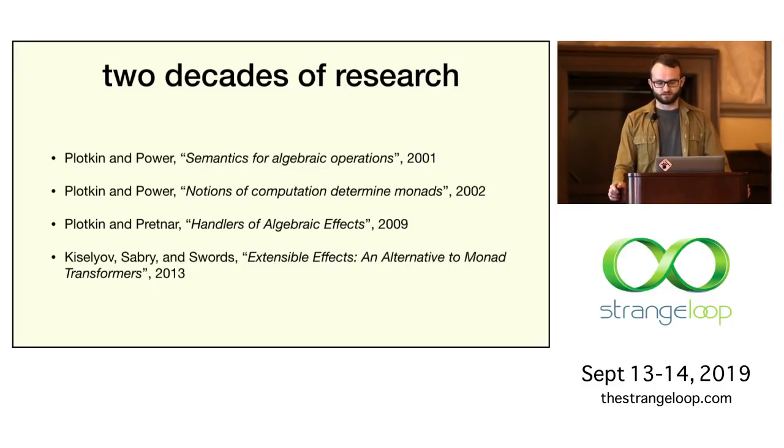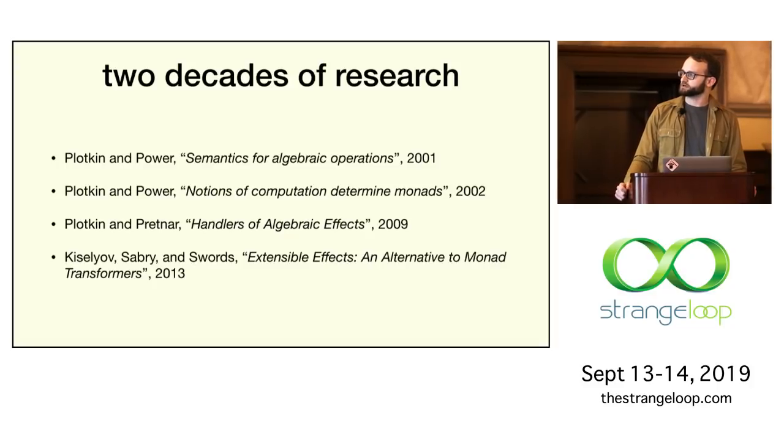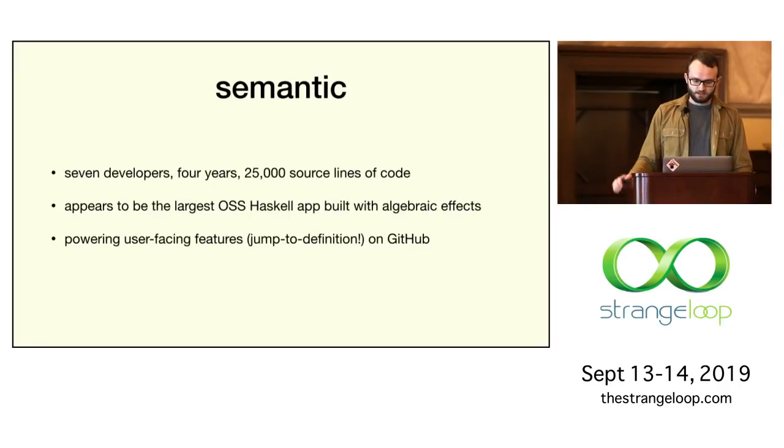It started in 2001 with Plotkin and Power's papers, where they formally proved that algebraic effect representation is equivalent in power to a monad. And so there was a good bit of work on the theoretical backing, but then in 2013, the rubber really hit the road when Oleg Kiselyov started using them in Haskell. So Semantic, to my knowledge, is the largest open source Haskell code base using algebraic effects, maybe the largest code base period using algebraic effects.